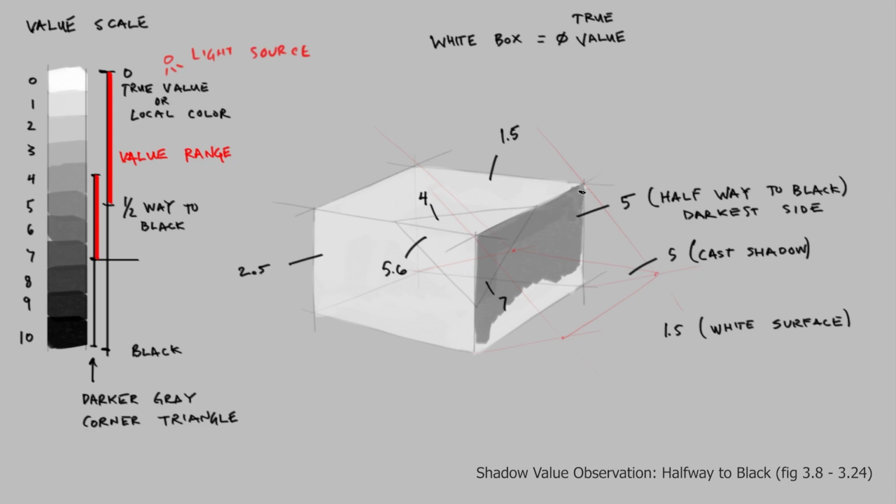Here I grab the 5 value for that shadow side and blocking that in. I'm not too worried about that triangular piece just yet. We'll get to assigning those values after we've blocked in the main cube volume.